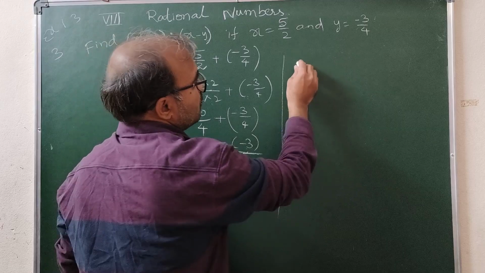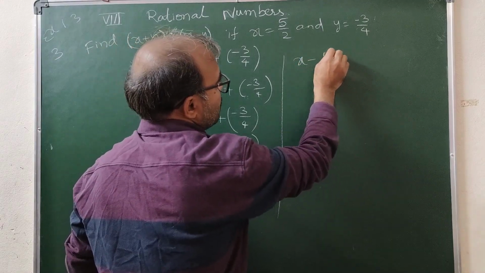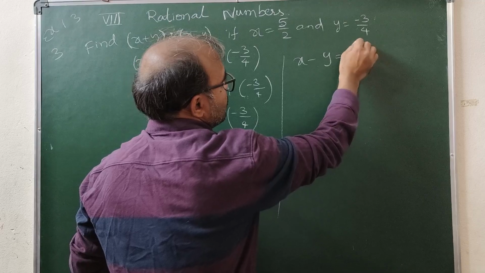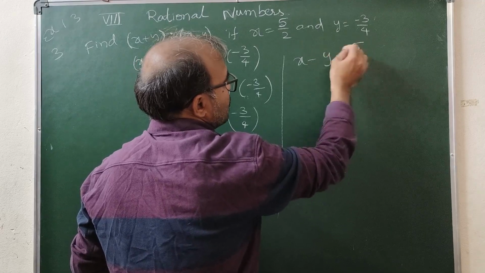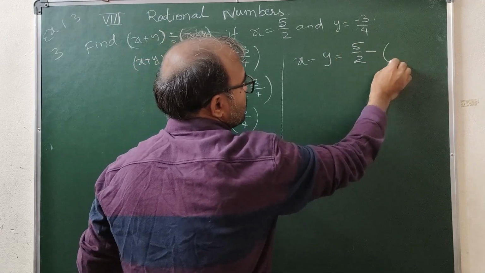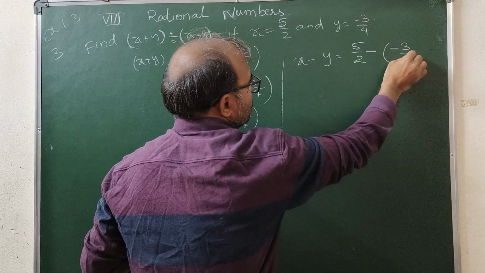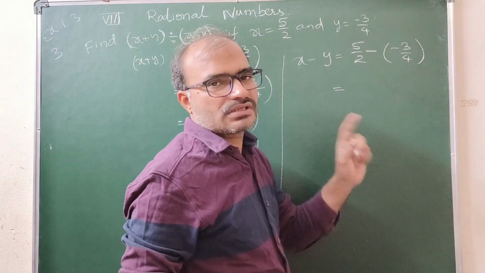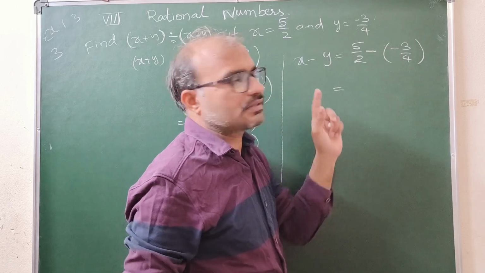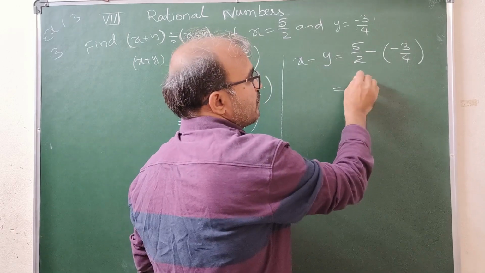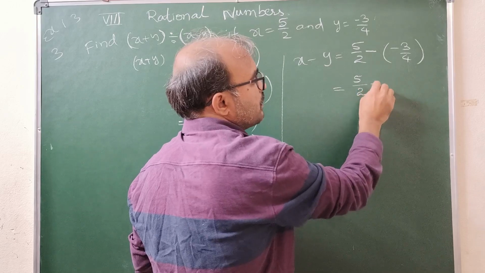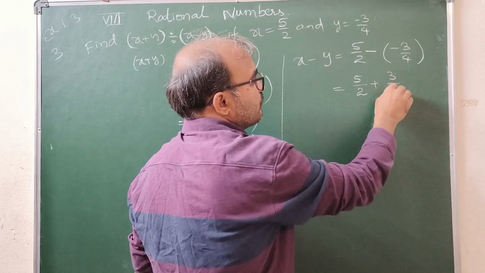Now you have to calculate x minus y. So the x value is again 5 by 2, now the minus symbol, and now minus 3 by 4. So here, minus of minus, remember, minus of minus is plus. Whenever you have it like this, make it plus. Minus of minus: 5 by 2 plus 3 by 4.